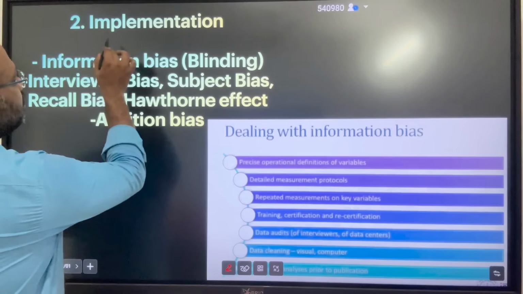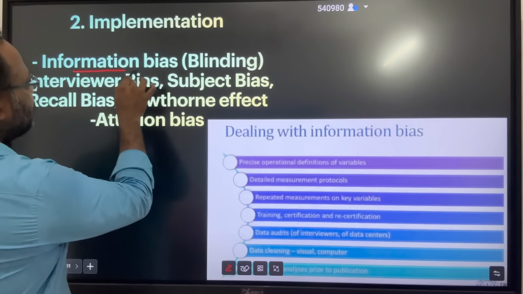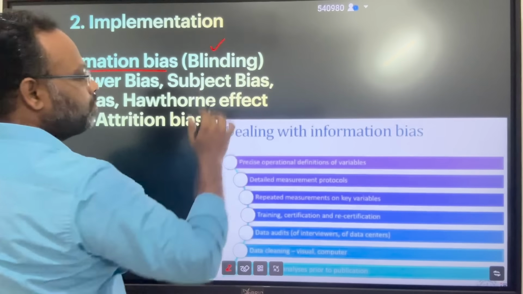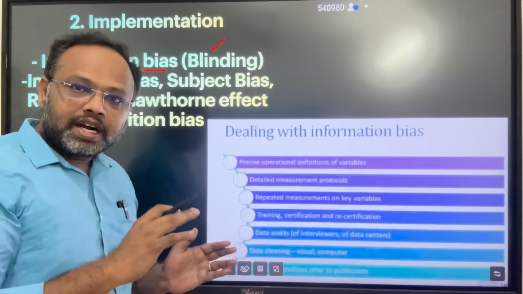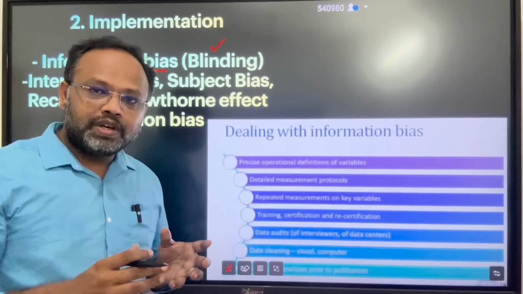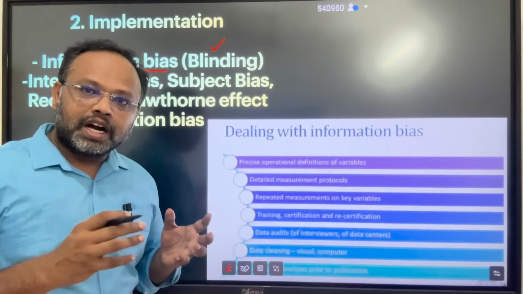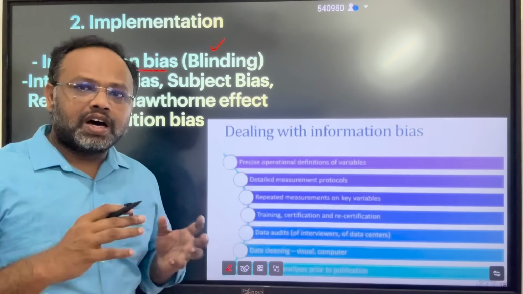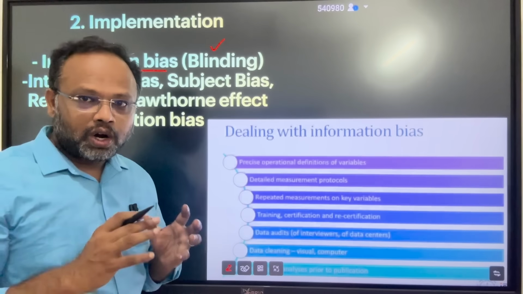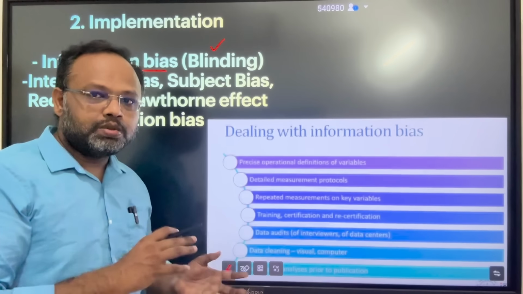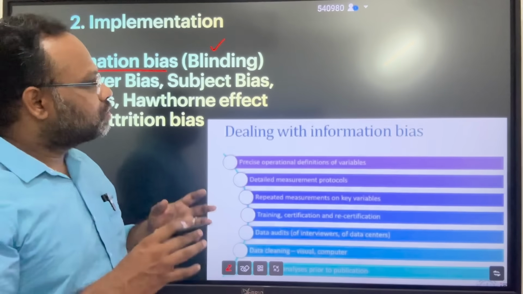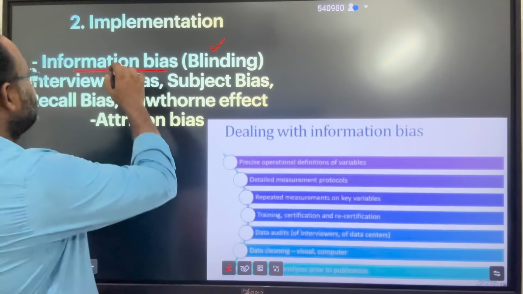The most important bias during the implementation phase is information bias, and that can be minimized by blinding. When we blind the study and control groups, they are not aware of what they are receiving, whether the study intervention or the control intervention, that means placebo or standard treatment. If all participants, in both the study and control groups, are unaware of what they are receiving, it is called blinding. That will reduce the information bias in our study.